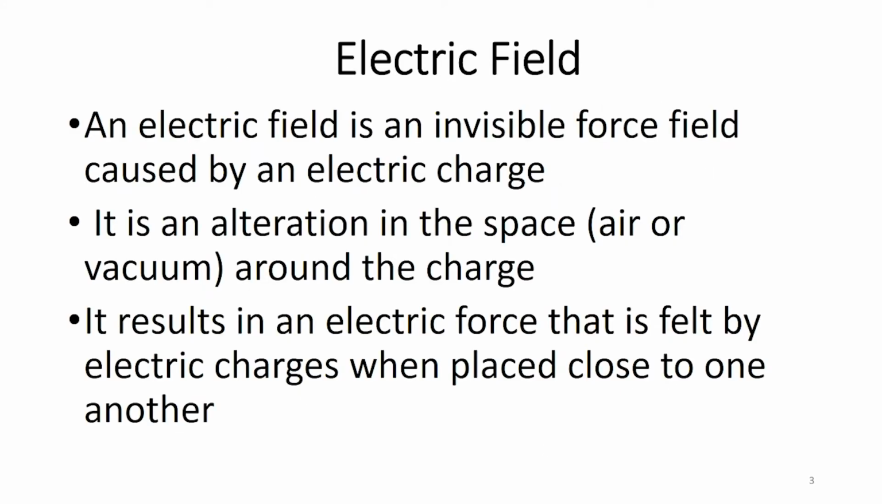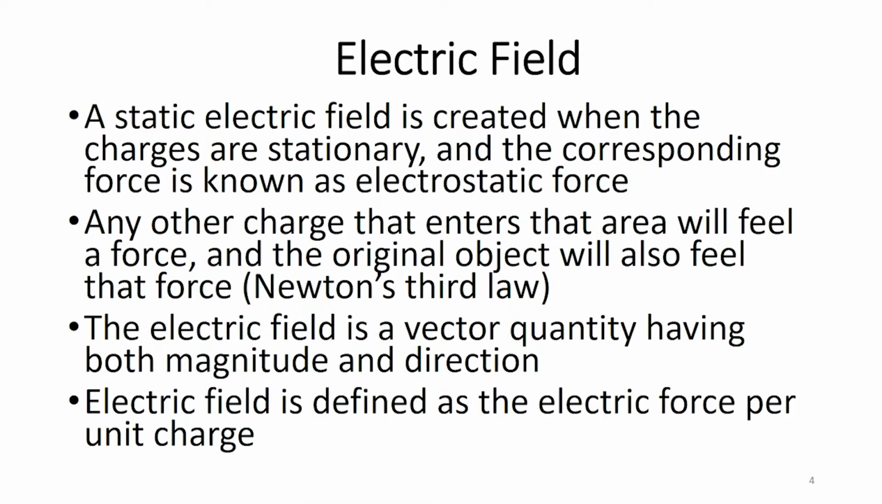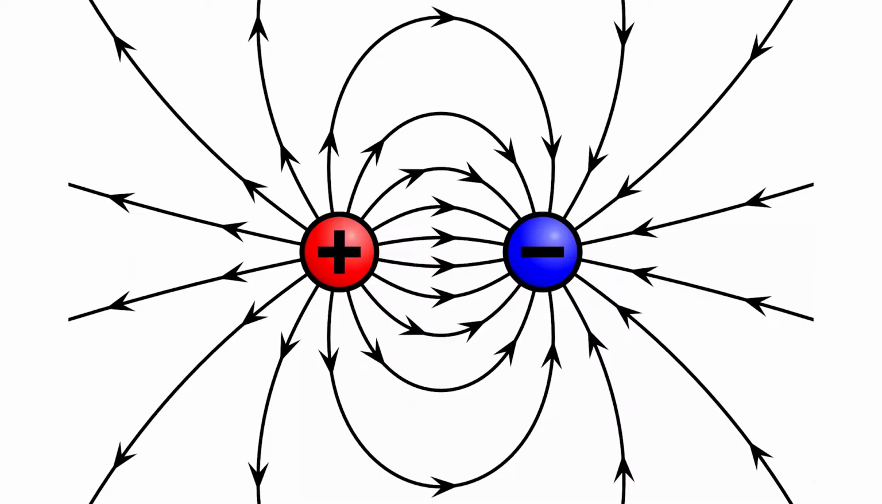An electric field is an invisible force field caused by an electric charge. It is an alteration in the space, air, or vacuum around the charge. It results in an electric force that is felt by electric charges when placed close to one another. A static electric field is created when the charges are stationary and the corresponding force is known as the electrostatic force. Any other charge that enters that area will feel a force, and the original object will also feel that force, according to Newton's third law.